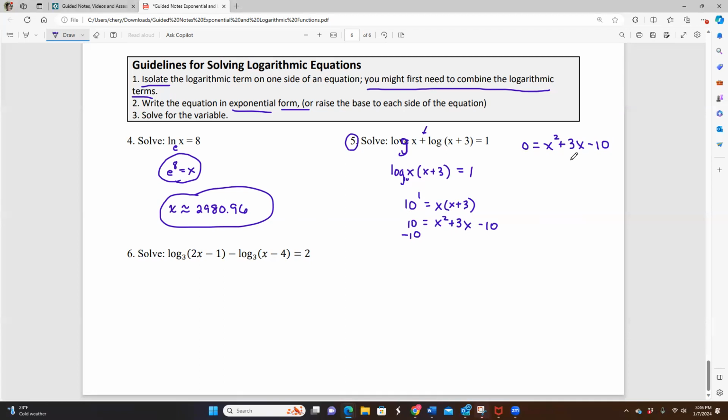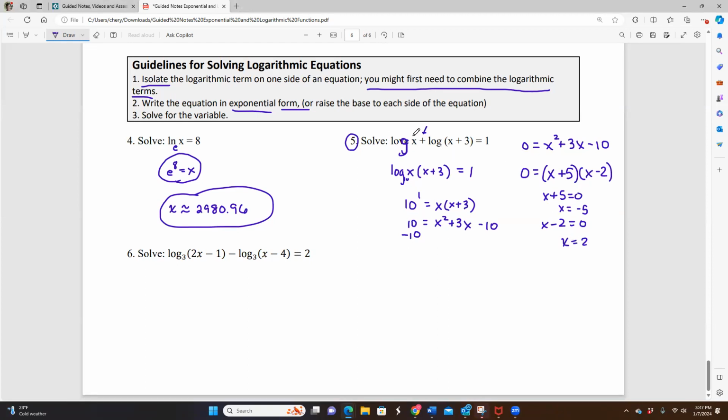To solve this, you can either use the quadratic formula, of course, or we can factor it. If we factor it, we get x plus 5 and x minus 2. Since these two are multiplying and giving us 0, either the x plus 5 must equal 0, or the x minus 2 must equal 0. In which case, subtracting 5, we get x equals -5, or adding 2, we get x equals 2.